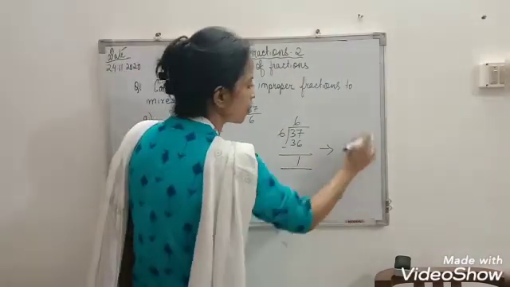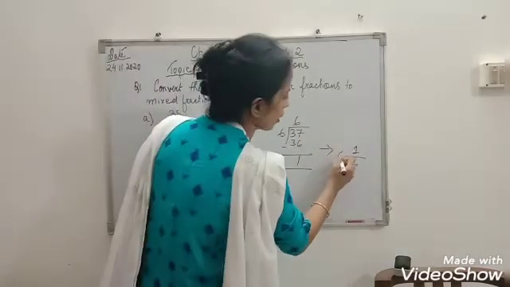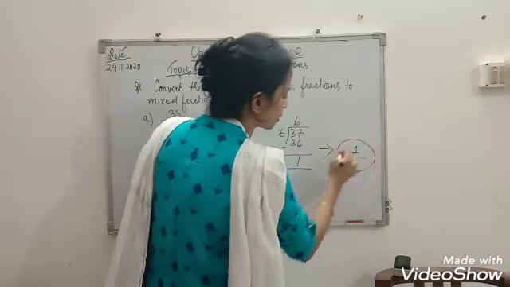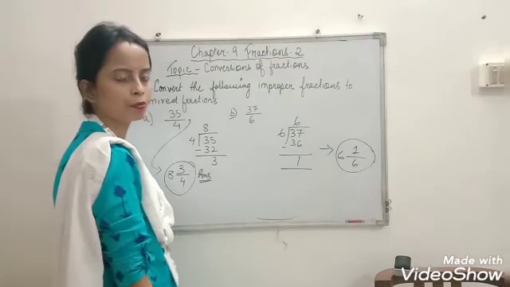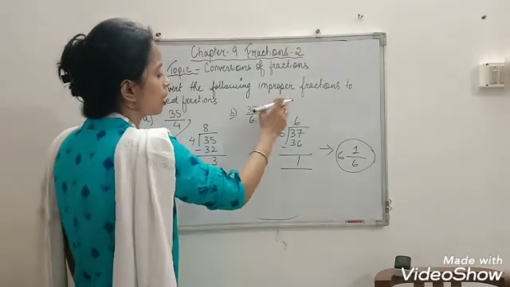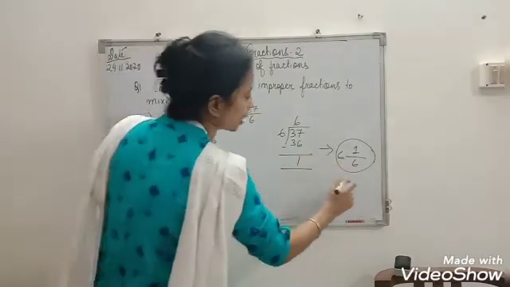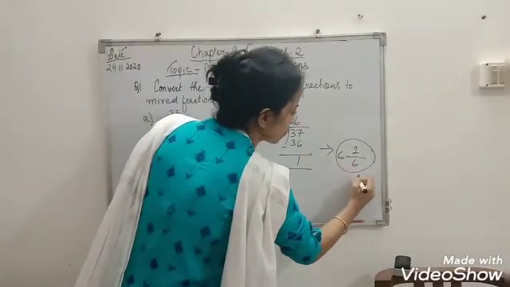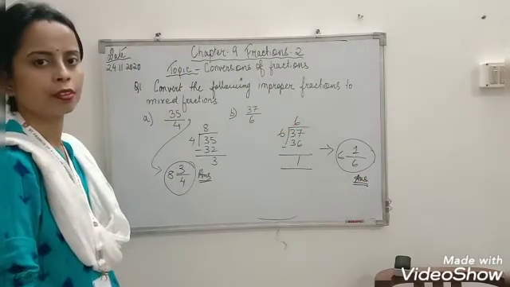The remainder will be what? Numerator. And the quotient will be what? As a whole number. So the required mixed fraction is 6 1 by 6. Okay. So improper fraction 37 by 6, when you convert into mixed fraction, we get answer how much? 6 1 by 6. So this is the answer.